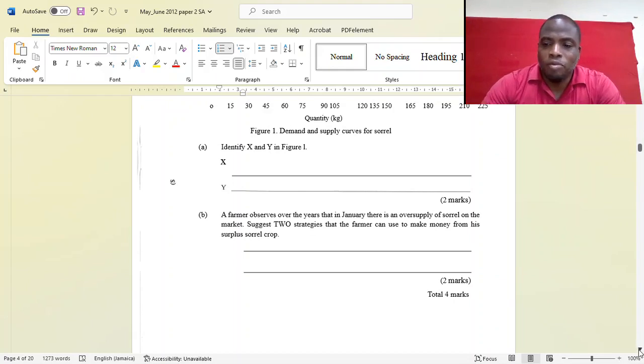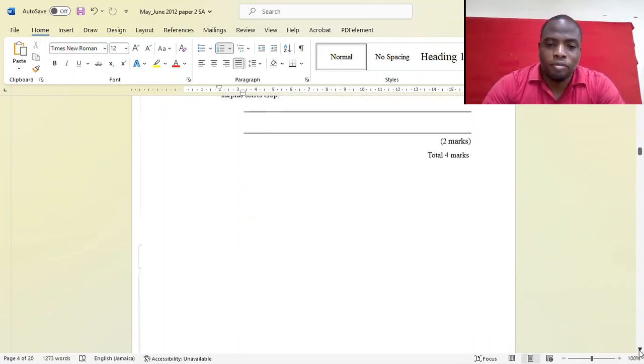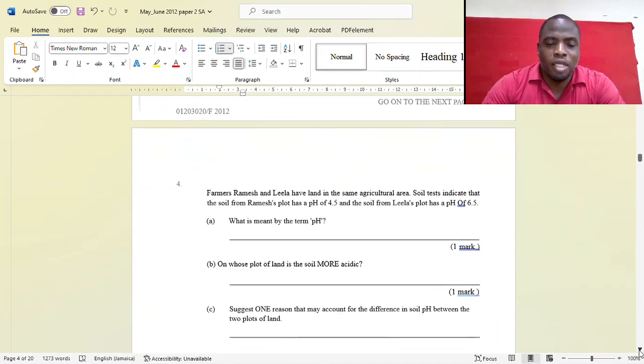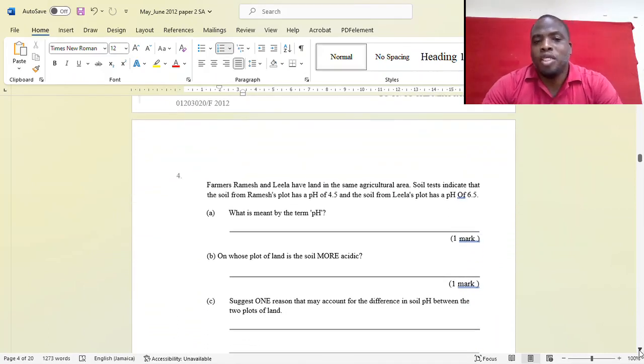And from saying that, you award your 2 marks. Moving right along. Farmers Ramesh and Leela have land in the same agricultural area. Soil test work indicated that the soil from Ramesh's plot has a pH of 4.5 and the soil from Leela's plot has a pH of 6.5.